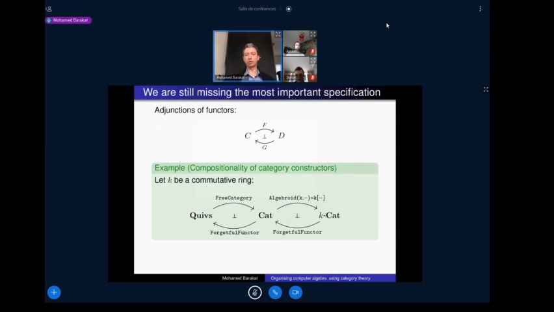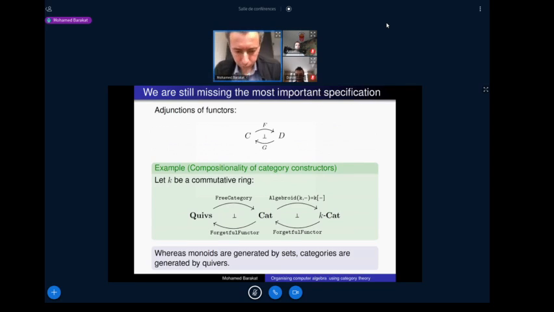Yes, there is a universal construction called free category, which goes from Quivs to Cat. And another universal construction is called algebroid, which goes from Cat to KCat, I'm sorry. And whereas monoids are generated by sets, categories are generated by quivers. So let me now show you worksheets or notebooks demonstrating this.